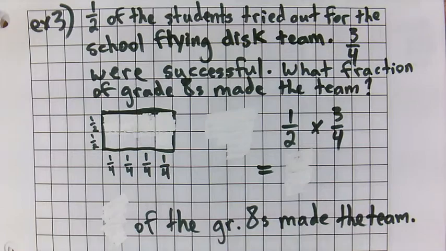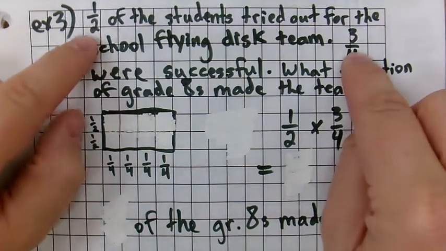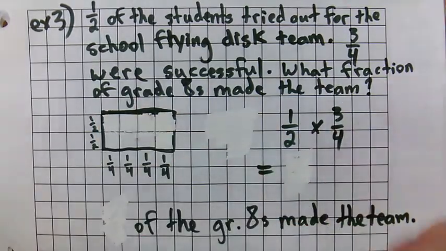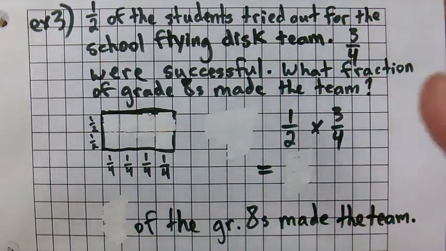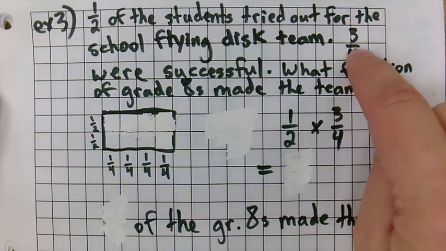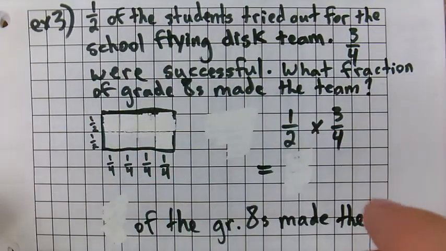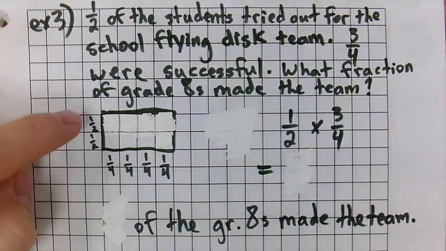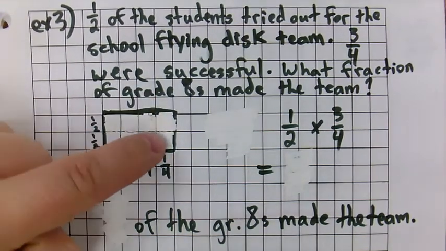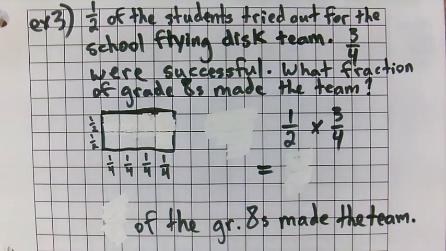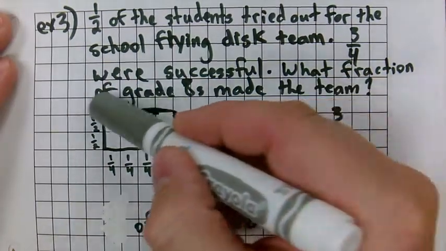So what I did here was I looked at my denominators and I decided to make a box here. So I'm using a rectangle to try to solve this problem. And I made the width one of the denominators and the height the other denominator. So this is half, and this would be half. This would be a quarter, a quarter, a quarter, a quarter.